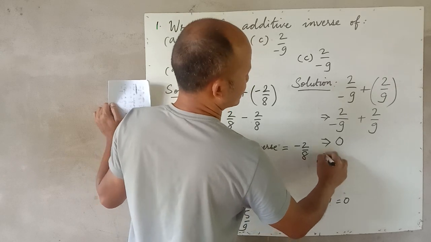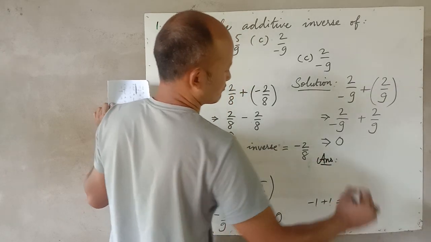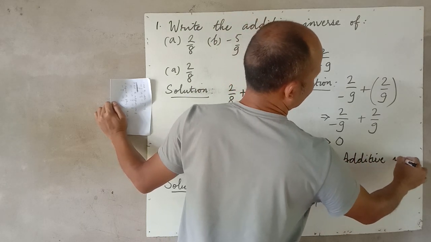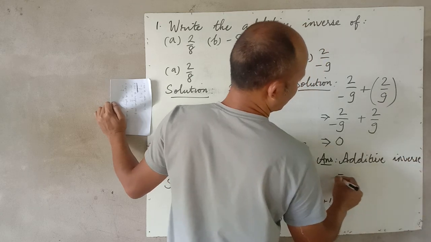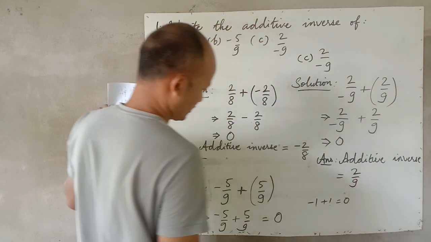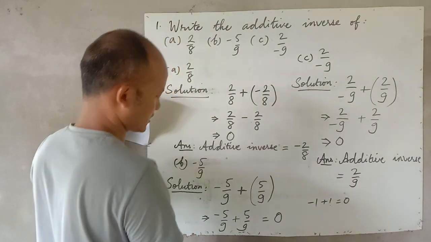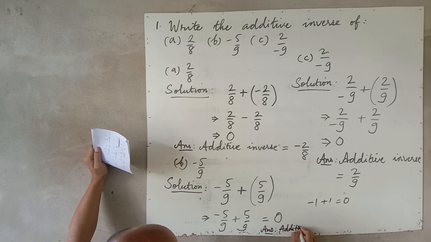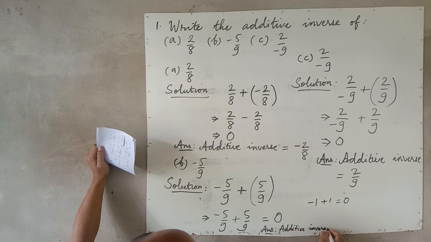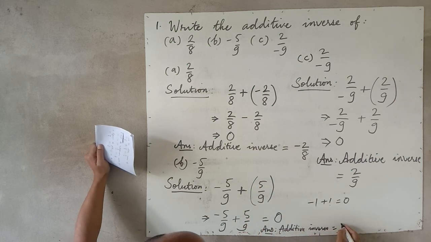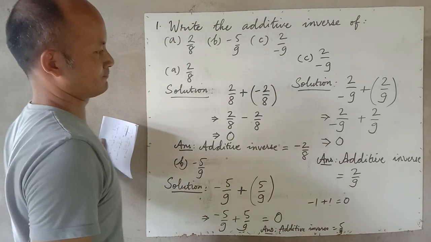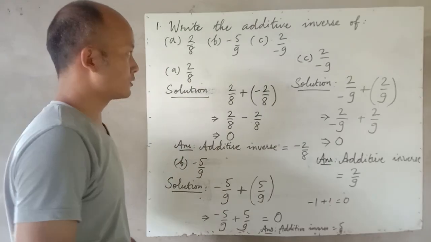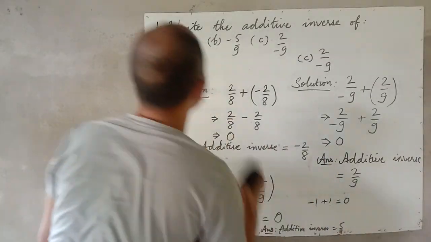So your answer will be like this: additive inverse equals 2 by 9. Alright, here I forgot to write the answer. Let me write the answer here. Answer, additive inverse equals, here the result we got is 5 by 9. It goes like that. Alright, so let's move on to the second exercise.